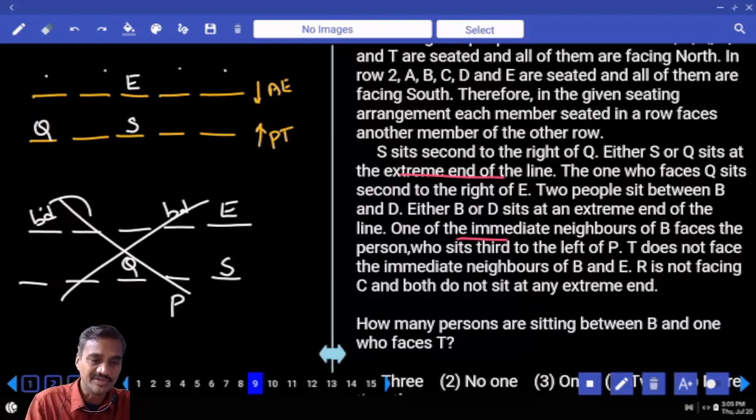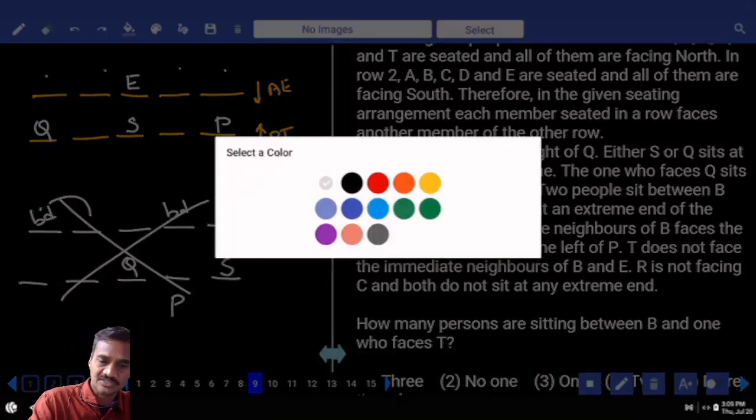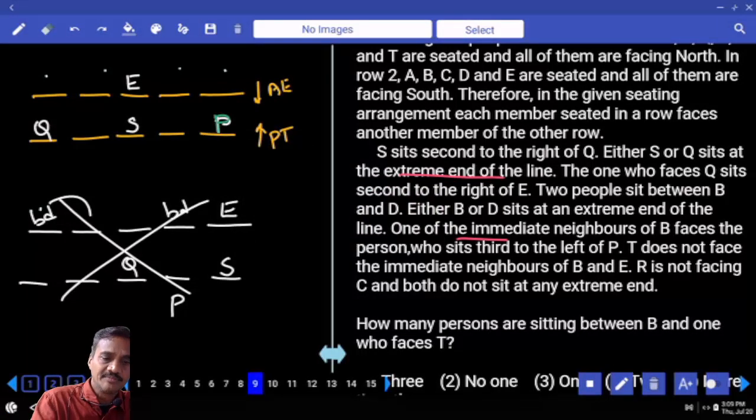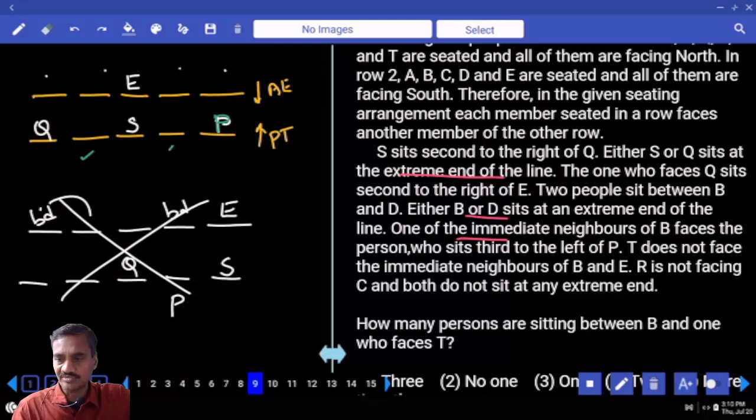One of the immediate neighbors of B faces the one who sits out to the left of P. Now if P is here, let us take for example, just a possibility I am talking about. P can be here or P can be here. P is here, and the one who is out to the left of P is seated as one of the immediate neighbors of B. Hence where should this be? B must be here. Now B is here.